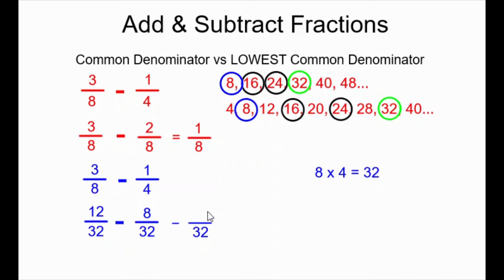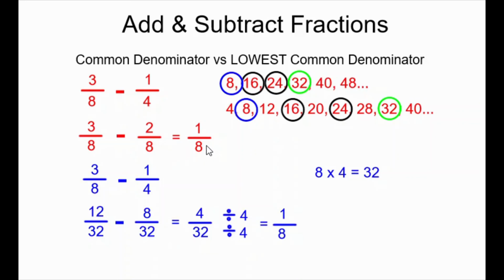12 minus 8 is 4, so I have 4 over 32 as my answer, but it's not reduced. I have to reduce it to lowest terms. So what I need is to find the greatest common factor of 4 and 32, and that is 4. I divide both top and bottom by 4. 4 divided by 4 is 1, 32 divided by 4 is 8, so my final answer is 1/8. The same answer I got with the other approach.